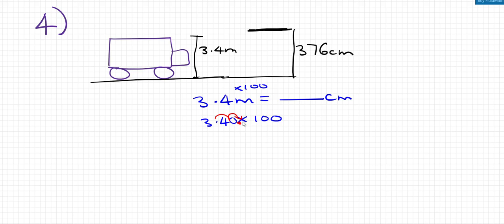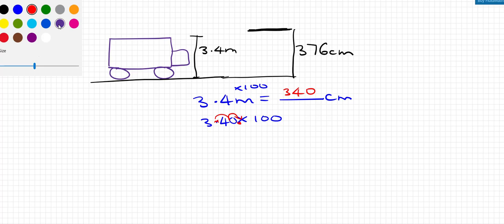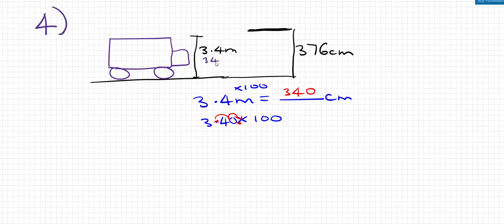Now we've got a new spot, so it's now 340. There's my decimal, it can be invisible. So 3.4 meters is 340 centimeters, and I'll write that on my diagram. Now let's compare. I've got 340 centimeters here. The clearance is 376 centimeters. So the truck is smaller or lower than the overpass bridge. So yes, it will be able to fit through.